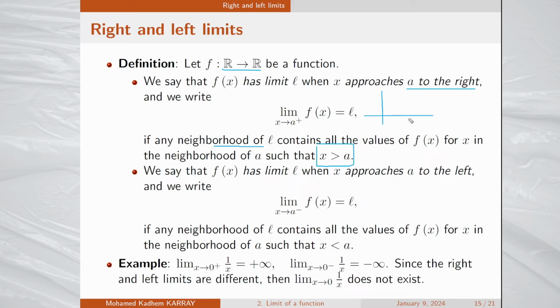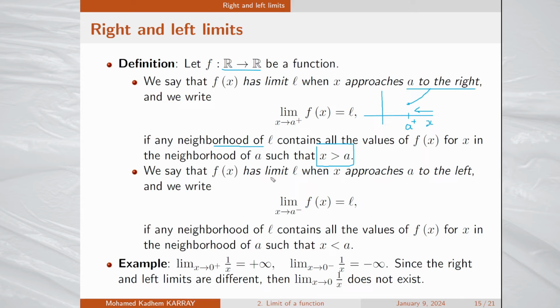Assume that the point a is here, and now we are interested in what happens when x approaches a to the right. Okay? So we are interested in the limit of f as x approaches a, we say a plus, to say that x is on the right of a. So here is the limit when x approaches a to the right.